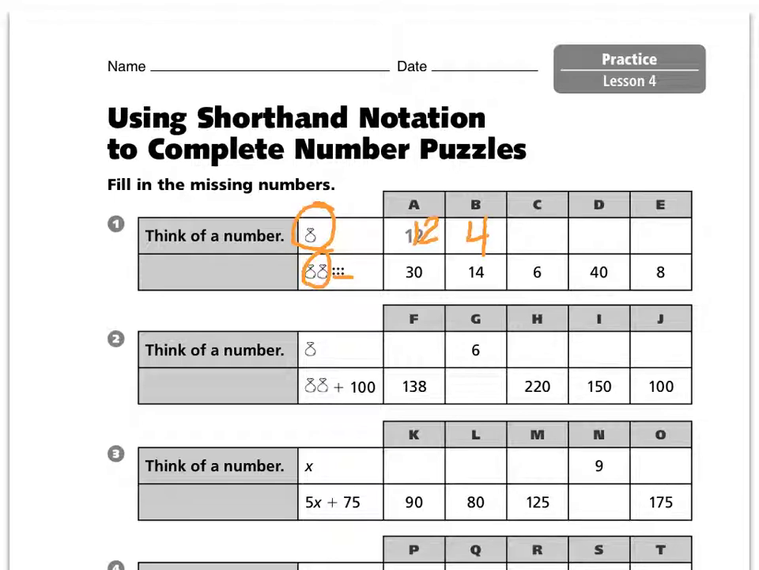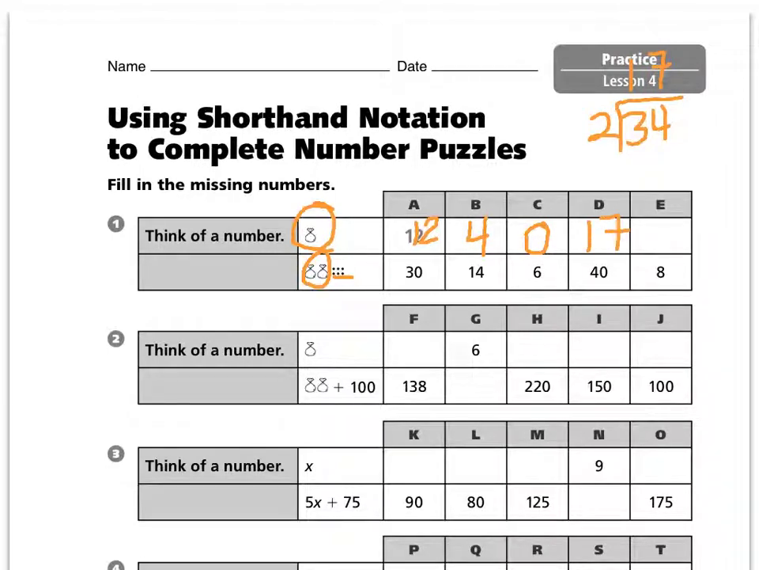Letter C, you have 6, so you're going to subtract 6, which would equal 0, and 0 divided by 2 would still be 0. Do the same thing for D. 40 minus 6 is going to be 34. Then you're going to take 34 and you're going to divide it by 2, and that's going to equal 17.